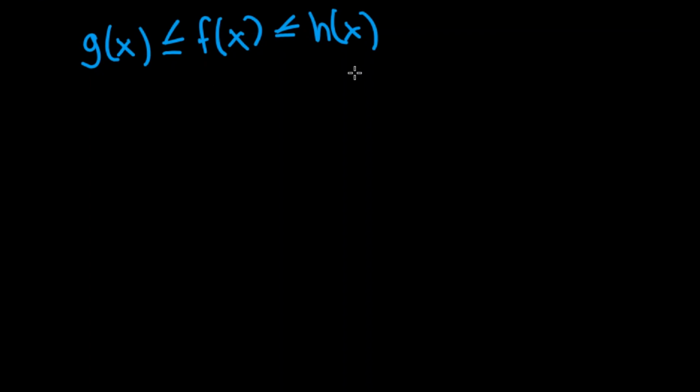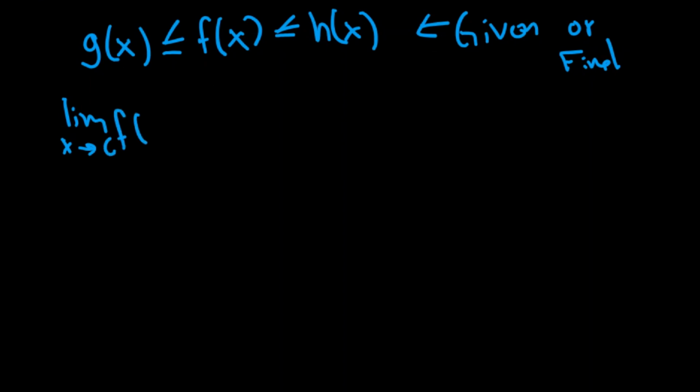These functions will either be given, or you'll need to find them. And I'll show you how to do both. So let's say when we're given the functions, we know g of x and we know h of x. And we're asked what the limit is as x approaches some value, let's say this value is c, of the middle function f of x.